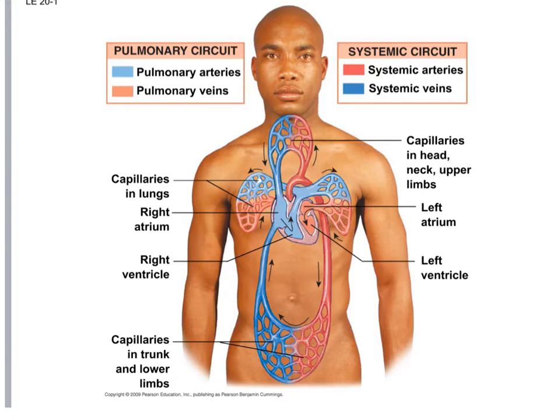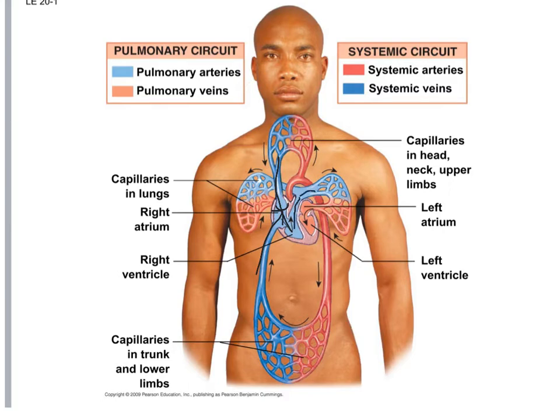So this picture right here is showing the heart, and then it's showing the blood vessels, kind of the direction of the blood flow. So that is something that you're going to need to know. Deoxygenated blood is coming into the right atrium, and we're going to go over this in a little bit. And then that blood is going to go into the right ventricle. From the right ventricle, blood leaves through the pulmonary trunk.